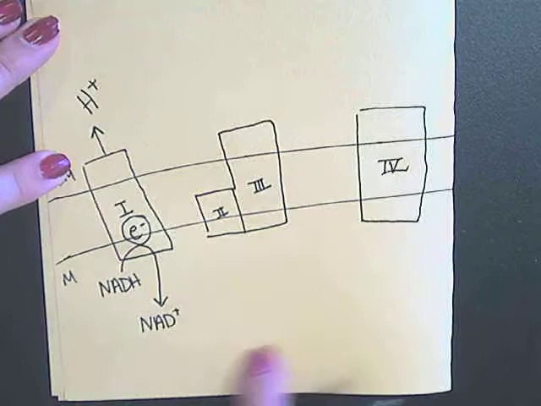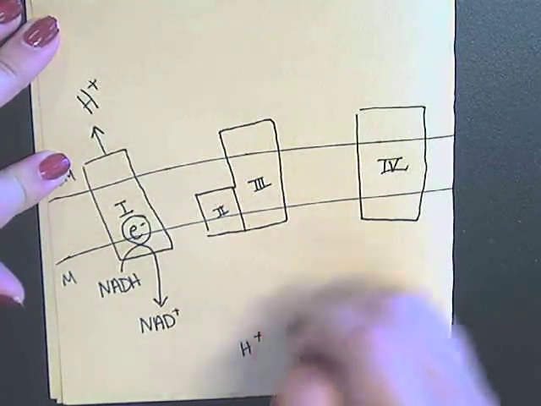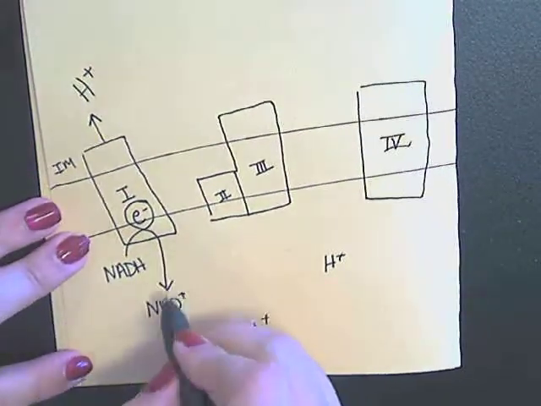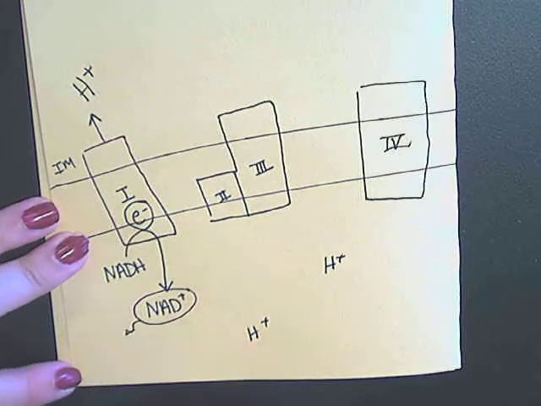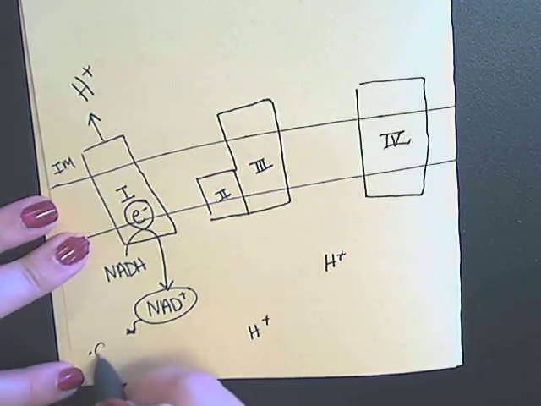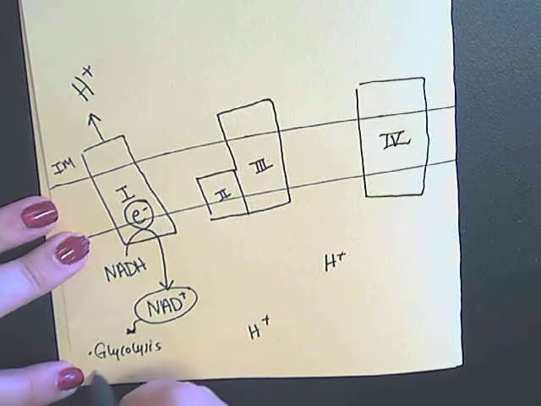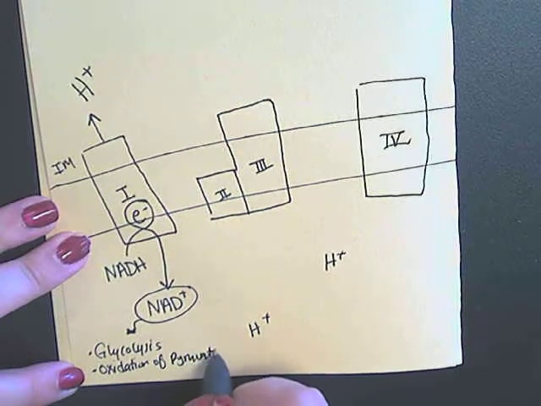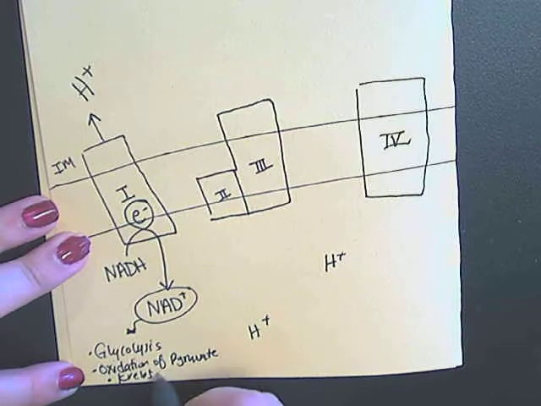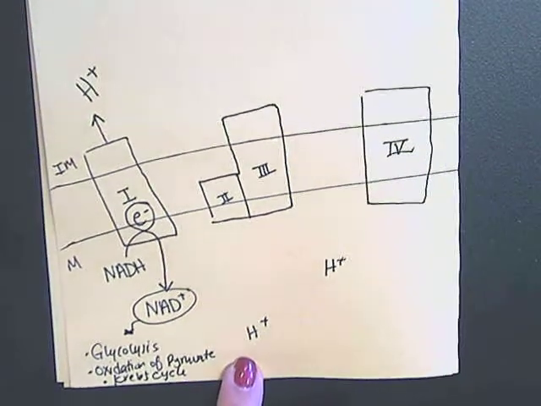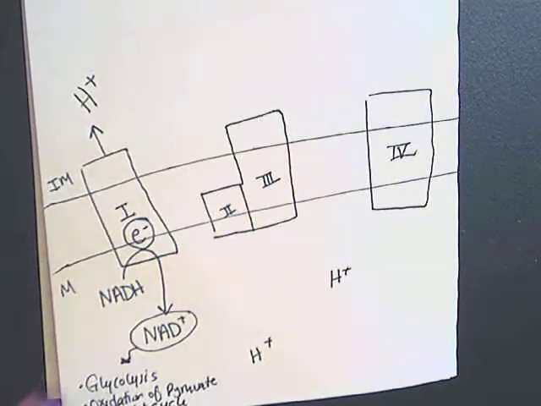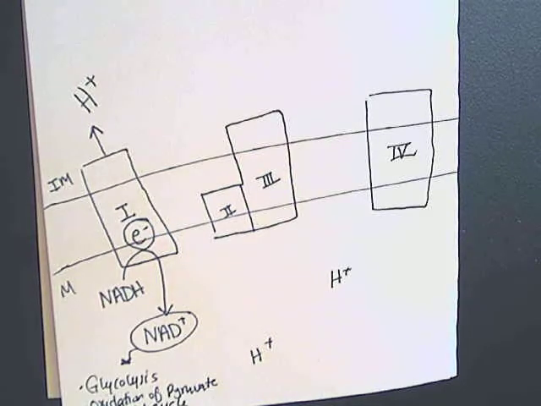Now there are hydrogens down here in the bottom part. I'm just going to draw a couple, not too many, because we want to create a higher concentration of hydrogen out here. This NAD+ is now free to go back and pick up more electrons, either in glycolysis, in the oxidation of pyruvate, or in the Krebs cycle. So this is the same one that we've been talking about for the past few days in class. It's that same coenzyme that's going to go pick up more electrons and then come back and keep delivering them to this first protein complex, NADH dehydrogenase.